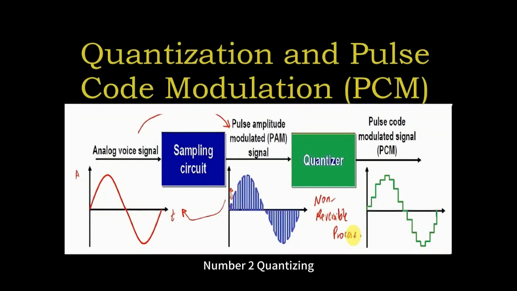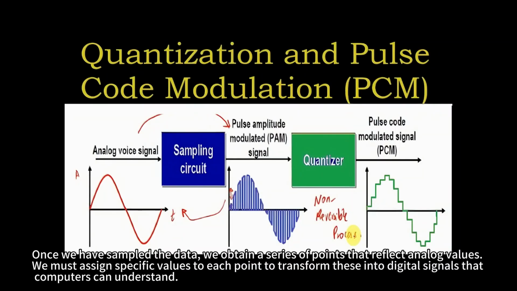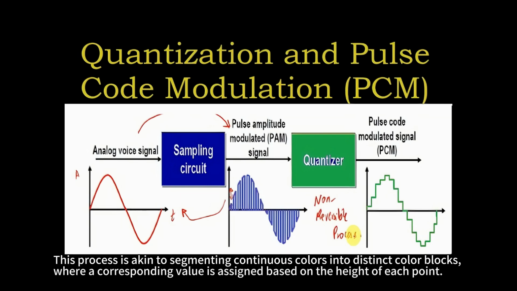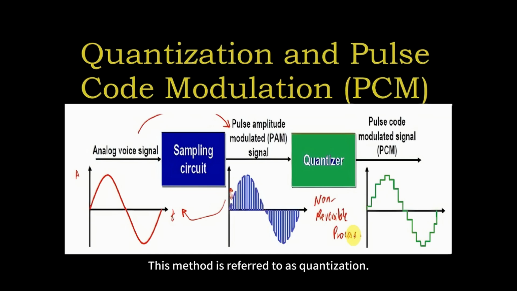Number 2. Quantizing. Once we have sampled the data, we obtain a series of points that reflect analog values. We must assign specific values to each point to transform these into digital signals that computers can understand. This process is akin to segmenting continuous colors into distinct color blocks, where a corresponding value is assigned based on the height of each point. This method is referred to as quantization.